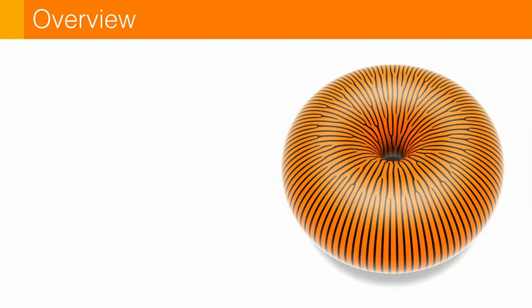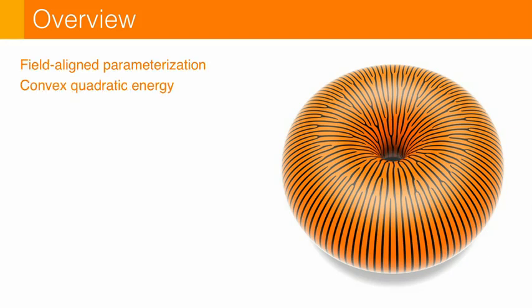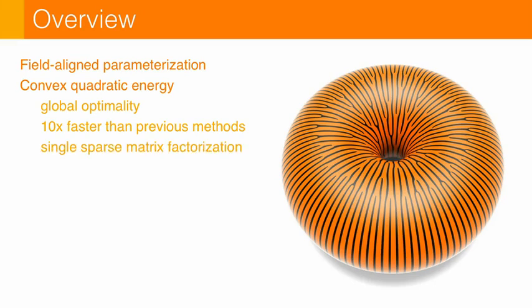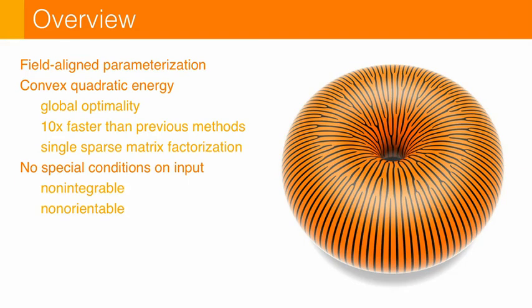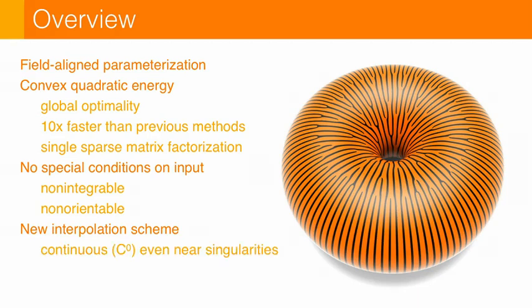In the end, we parameterize vector fields by just minimizing a simple convex-quadratic energy, which means we get provably optimal solutions. And that ends up being about 10 times faster than existing methods, because at the end of the day, the main cost is just a single sparse matrix factorization. There are no special conditions on the input, so we can deal with non-integrable or even non-orientable fields. And we also introduce a new interpolation scheme that deals well with singularities and also lets us resolve features well above the resolution of the mesh.